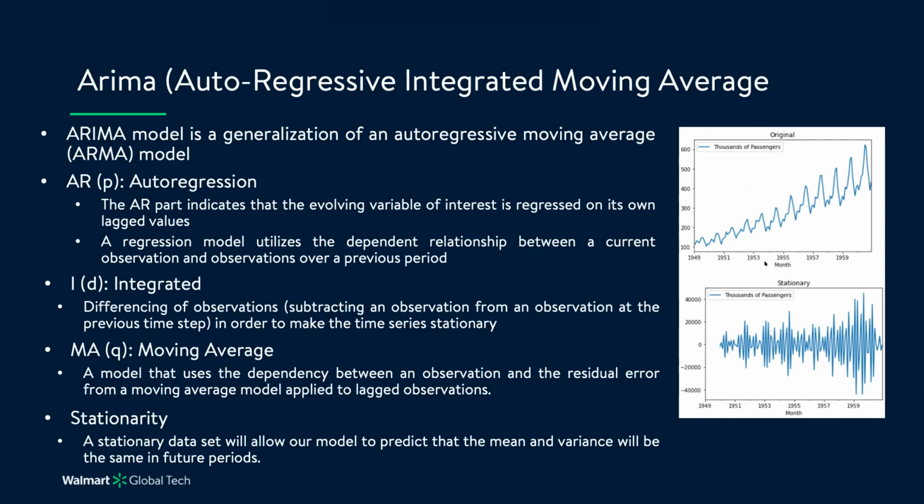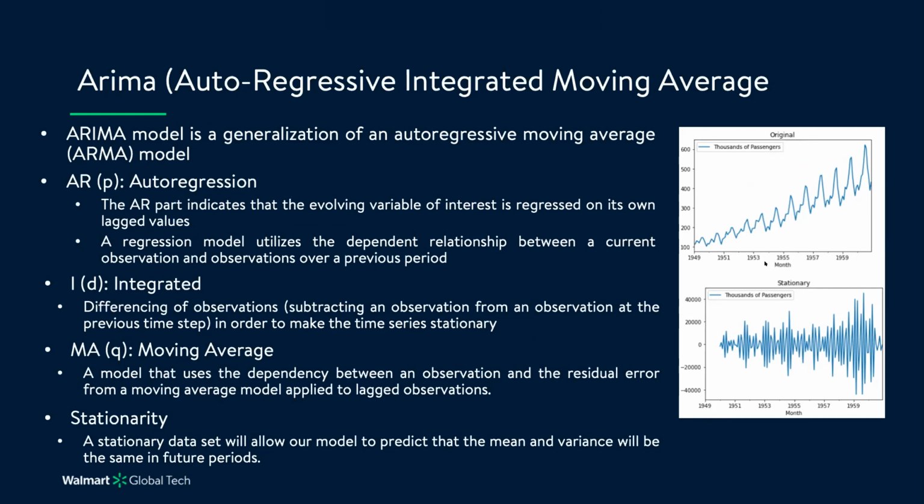Where the auto-regression is the part that indicates the evolving variable of interest. So the ARIMA models are applied to series which really show the evidence of non-stationarity. What that means is non-stationarity is data where the mean and the variance are not constant across the entire time. And we really need to bring the entire distribution to a certain place where the mean and the variance, or the standard deviation, is constant over the period.